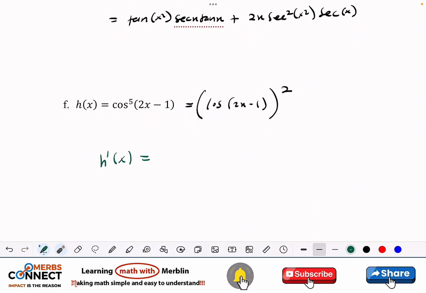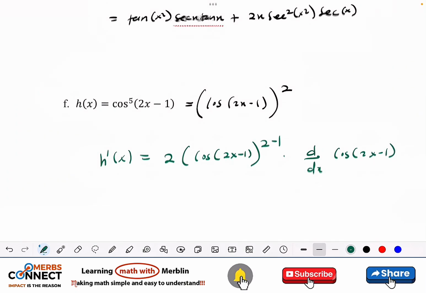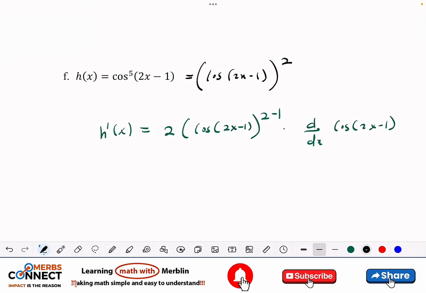This is going to be, now let's apply the power rule. So we apply the power rule, 2. Then I maintain everything in the parentheses here, right? Then 2 minus 1 times, now I differentiate what is inside the parenthesis, what is cos 2x minus 1. Good. So now this is going to give us 2 cos 2x minus 1, and when I subtract the 1, I just get 1 times.